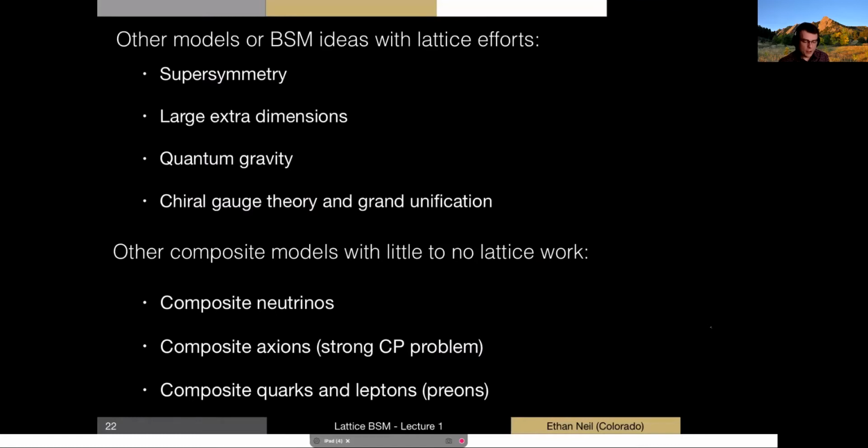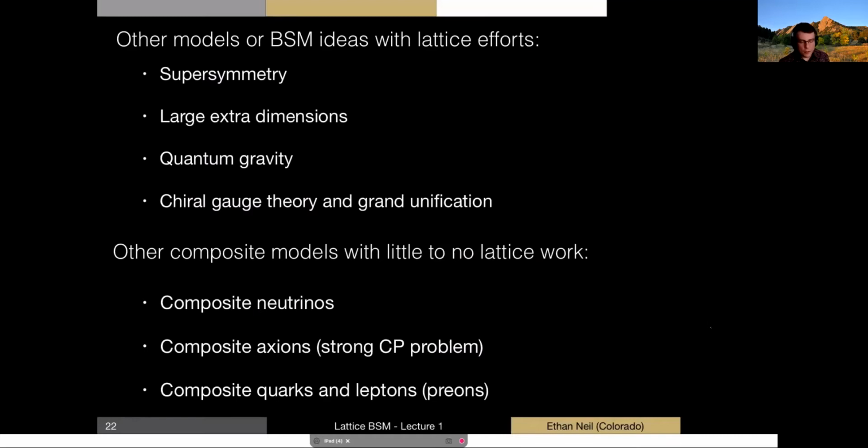And then chiral gauge theories, grand unification. There are fundamental obstacles to putting chiral gauge theories on the lattice. There are no-go theorems, but that has not stopped people from trying to get around them and try to say things about these concepts non-perturbatively. There are attempts in those directions.